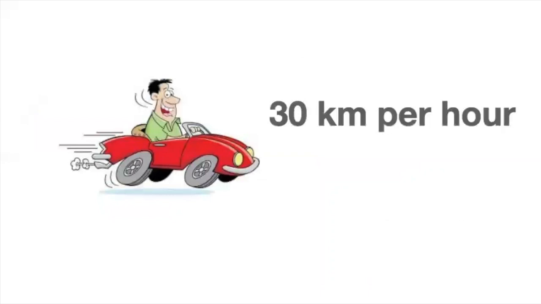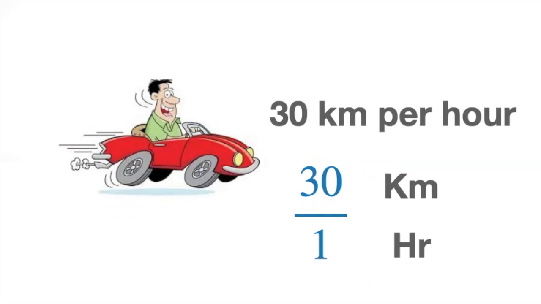Another example is when you are traveling. You can say that the man is traveling at 30 kilometers per hour. You might ask, 30 is not a fraction. But remember, 30 can be written as 30 over 1. Therefore, 30 refers to the number of kilometers and 1 refers to the number of hours.